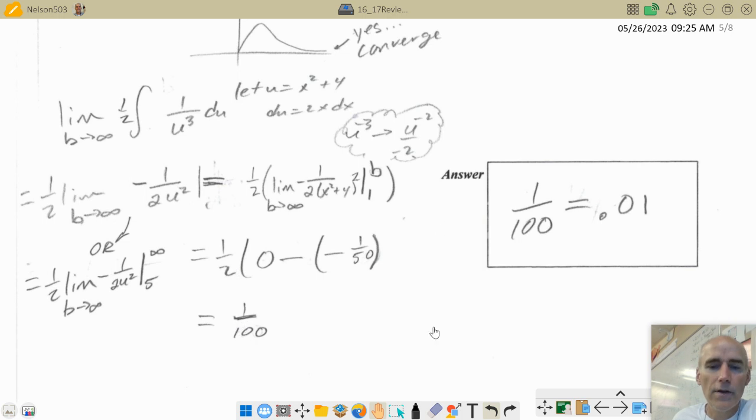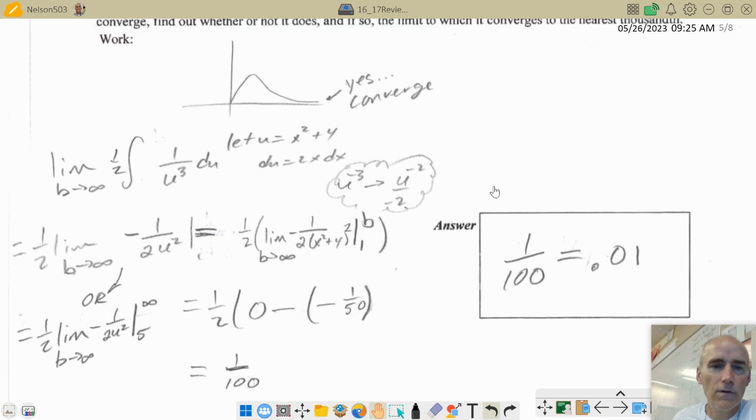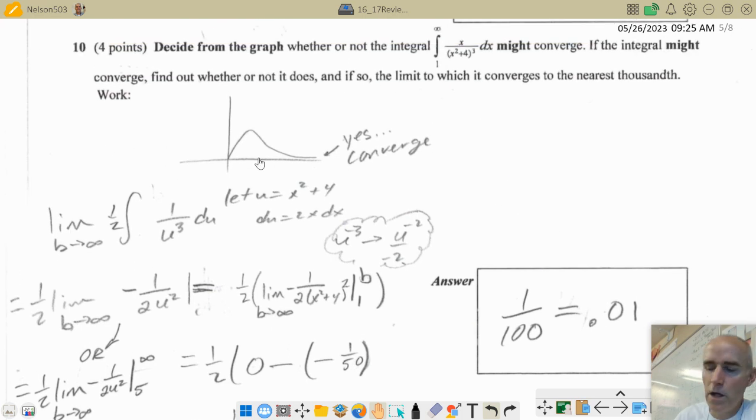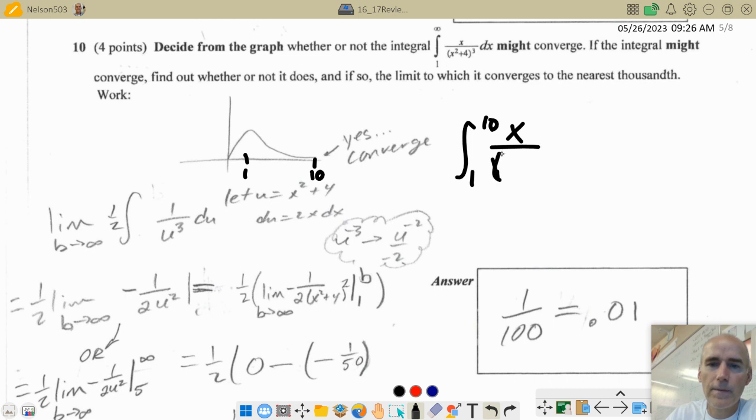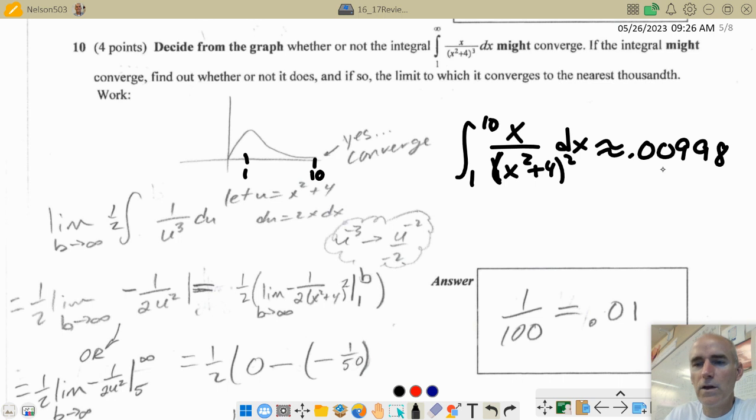And if you looked at it on the graph, if you have the calculator do a function integrate on this guy, and you go from 1 out to, I can't remember exactly where 1 was on my graph, but let's say it was like here. If you go from 1 out to even like 10 or something like that, the approximation on the calculator is really close to 0.01. What I'm saying is if you go from 1 to 10 of x over (x squared plus 4) squared dx, it's something like 0.00998 or something like that. So you can see it's getting really close to 1/100th, a hundredth.